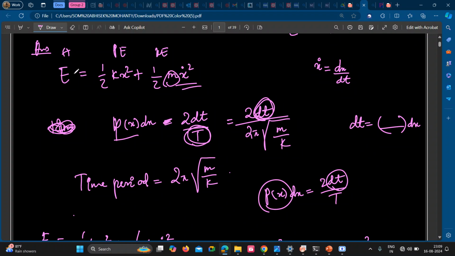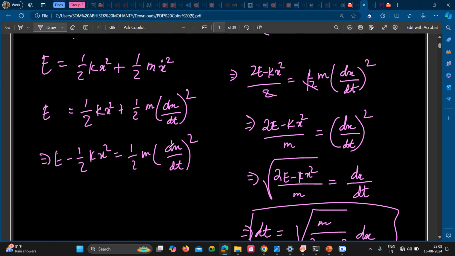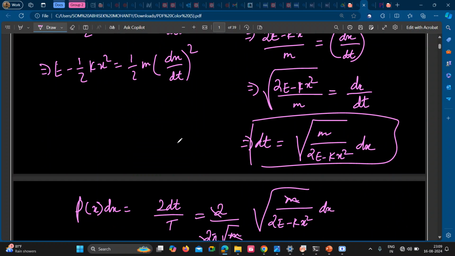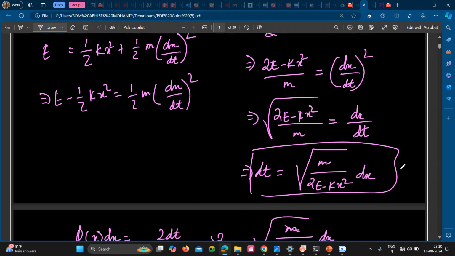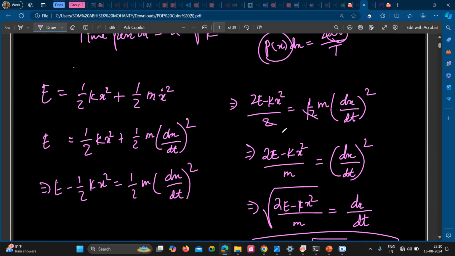This is E, the total energy, or Hamiltonian, is equal to this, and I wrote that in terms of this. The x dot square is your dx by dt, and at dt I put this. Okay, so after cancellation now I got this. So this is your probability. You just have to remember this formula.